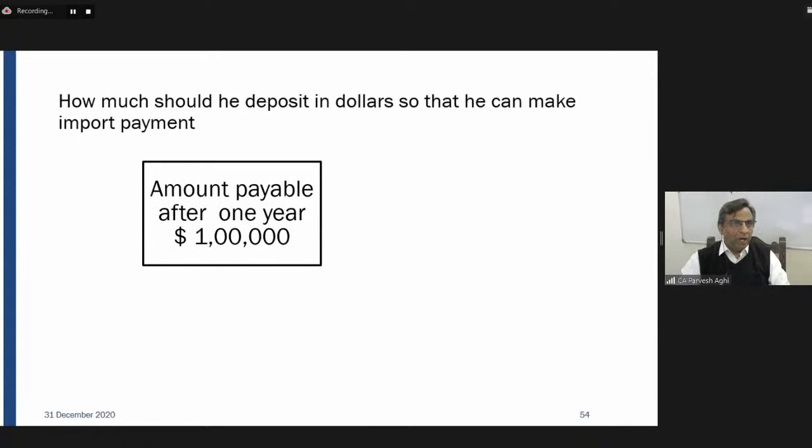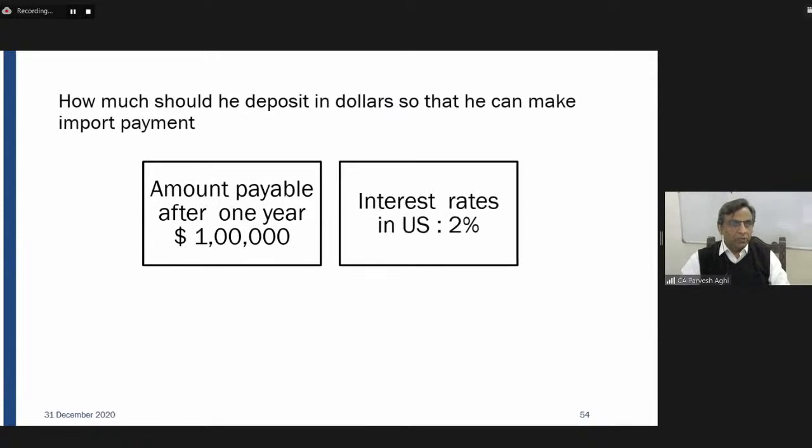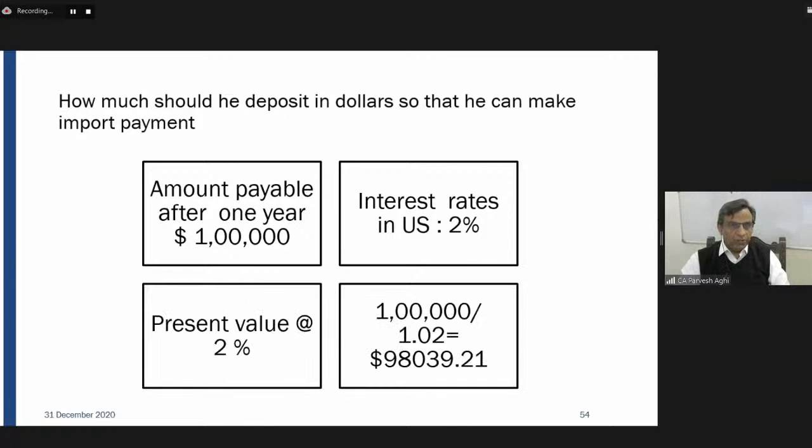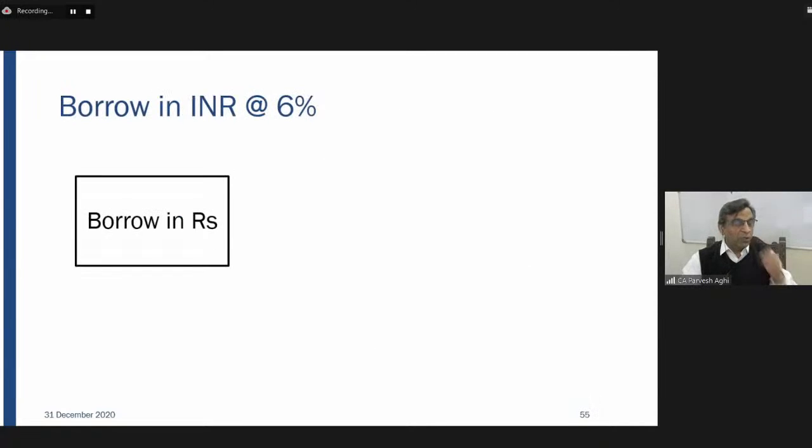The amount payable after 1 year is 1 lakh. The interest rate in US dollars is 2%, so the present value is going to be 98,039. This much money you should deposit in US dollars so that it becomes 1 lakh, so that he can pay off his liability. Sorry, how much is he going to borrow in rupees for this? He'll borrow in rupees, take it to the US and pay off his liability.